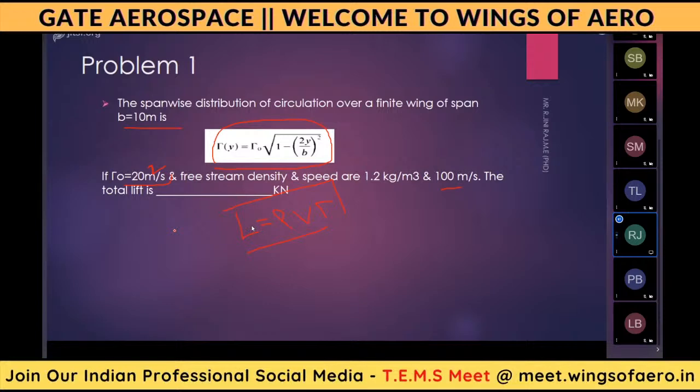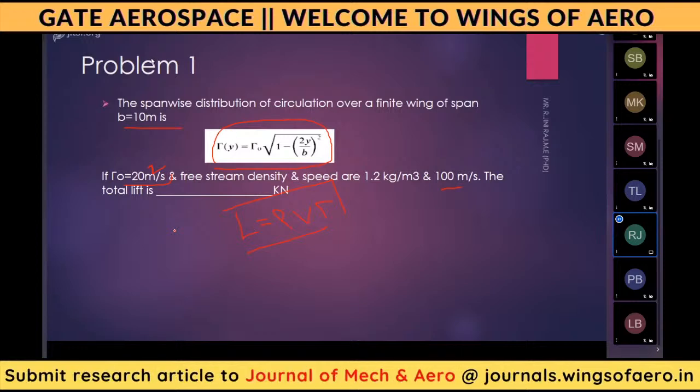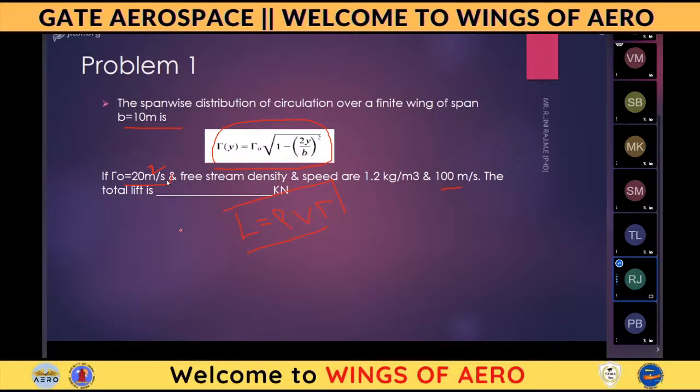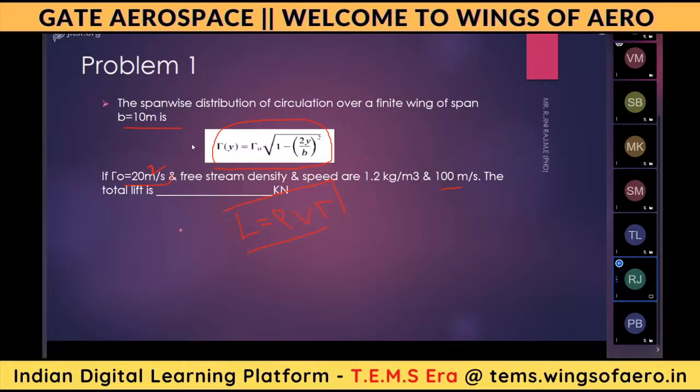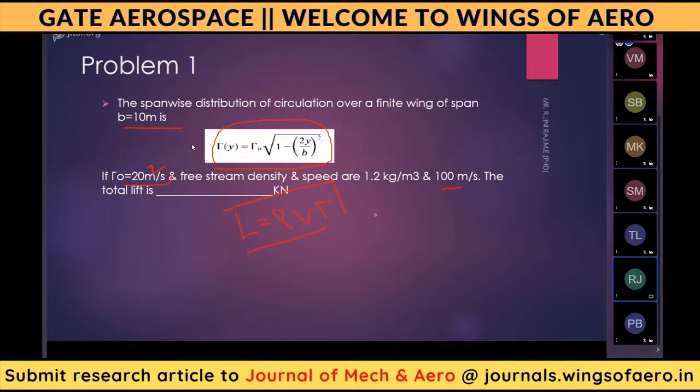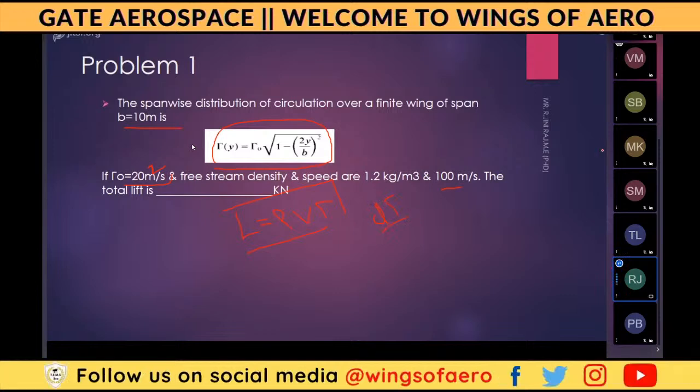No, it won't come like that. And one more thing: we can't solve the sum with y equal to b by 2 cos theta alone. If you are substituting that y, we need to substitute dy also, because first we need to integrate. We have seen the derivation now. The formula will be, first we need to substitute like this, d gamma divided by dy.